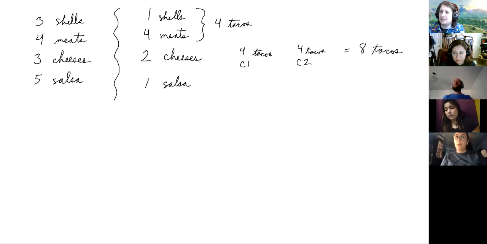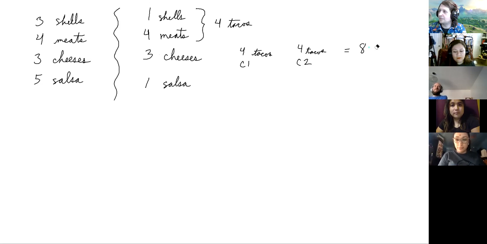If I added, let's go back to this. So with 2 cheeses, we have 8 tacos, right? What if I had 3 cheeses? How many tacos would we have? Yeah, 12. Mm, 24. No, if you change the 3 cheeses, right? You're adding a third cheese, C3. Okay, so then you will have basically 3 times 4 is 12. So yeah, 12 tacos.